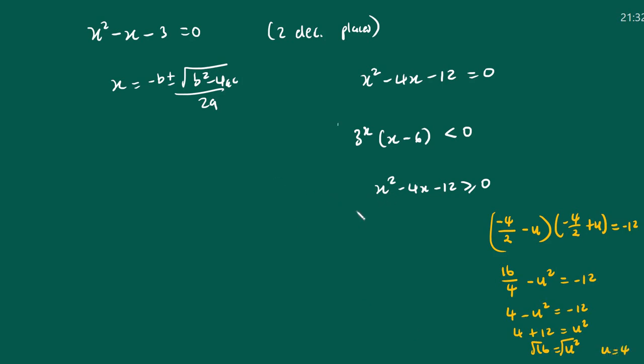So therefore, when you factorize this, you're simply going to say x. In the first bracket, you're going to say minus 4 over 2. You're going to write it like that, minus the 4. And then you say minus 4 over 2.